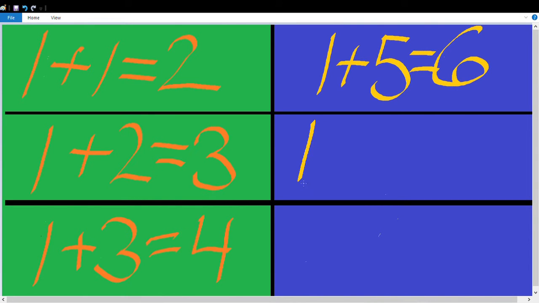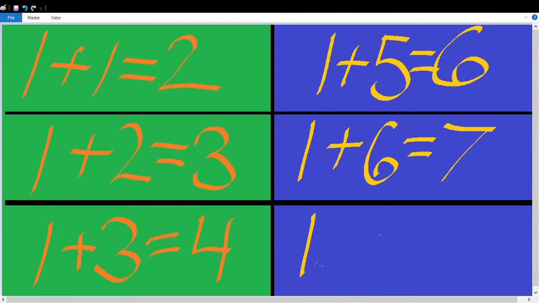How about 1 plus 6? It equals 7. And 1 plus 7. 1 plus 7 equals 8.